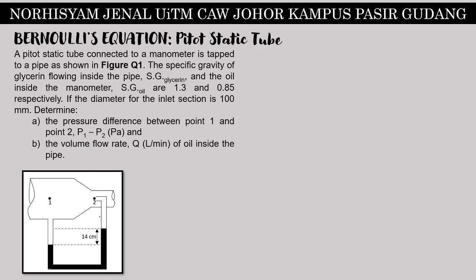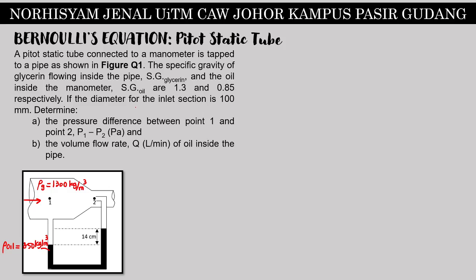Alright, so a pitot-static tube connected to a manometer is tapped to a pipe as shown in figure Q1. The specific gravity of glycerin flowing inside the pipe, which is here. I believe the flow will be from left to right. And then rho for glycerin should equal to 1.3 or 1300 kg per meter cube, and then the density here for oil should equal to 850 kg per meter cube.